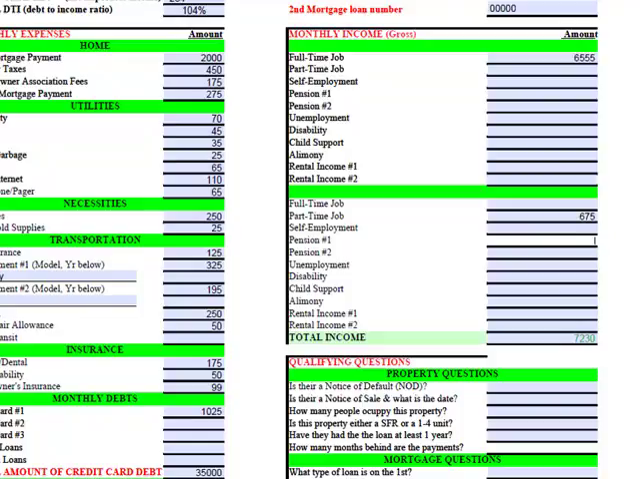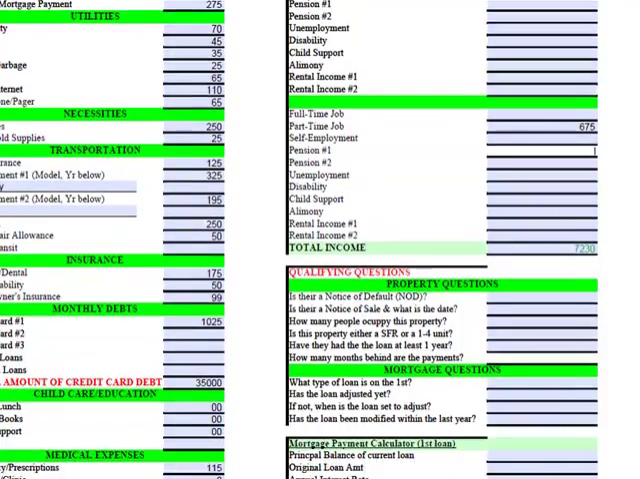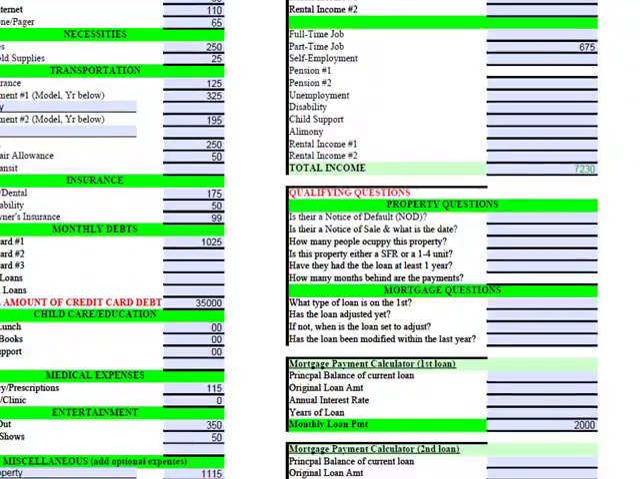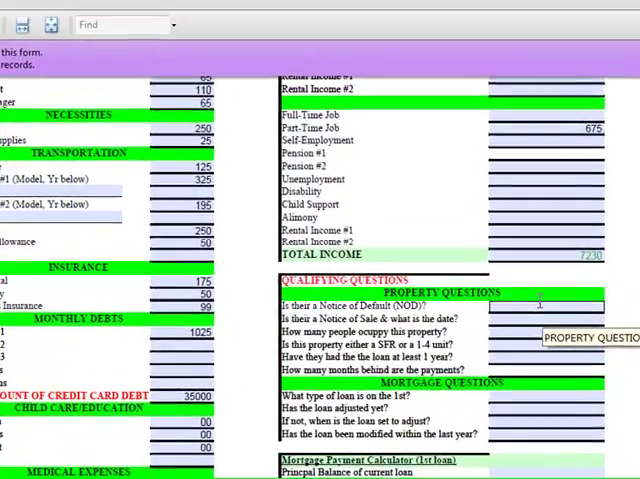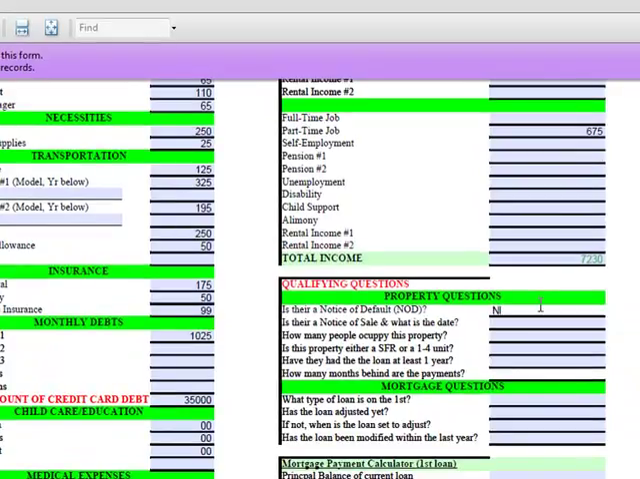Okay. Now, you go down into their property questions, such as the notice of default. Have they had it issued? No, they do not. So you write in no. Is there a for sale date? No, there is not. How many people occupy this property? It's just the two of them. Is it a single family residence or a unit property? It's a single family residence. So you'd put SFR.